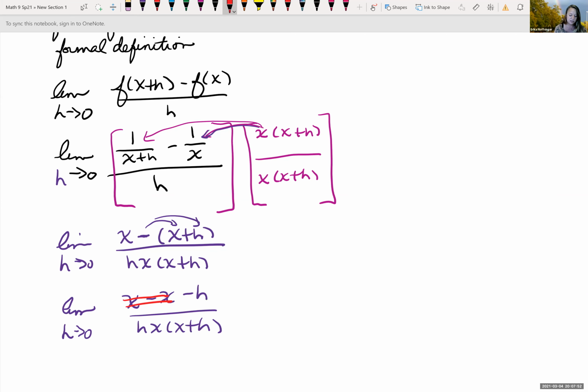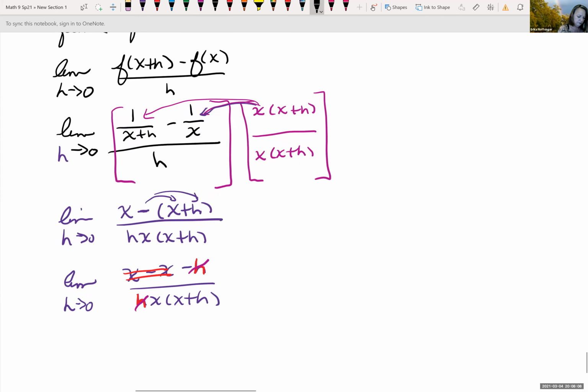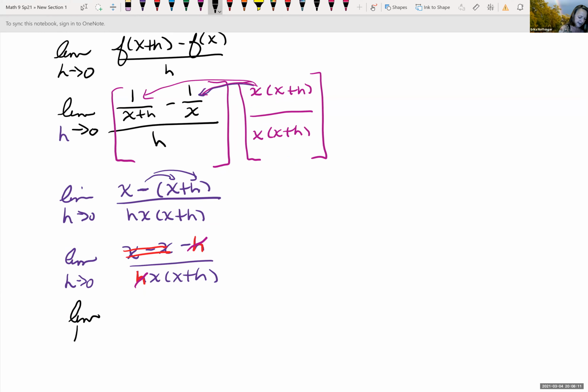Notice that I am left with one term in the numerator, and I have a factor of h in there, which can cancel with a factor of h in the denominator. And so if I cancel those h's, I'm left with a limit as h goes to 0 of -1 all over x times x plus h. So as h is going to 0, plugging in 0 wherever I see an h, I'm left with -1 in my numerator all over x times x, or x squared.